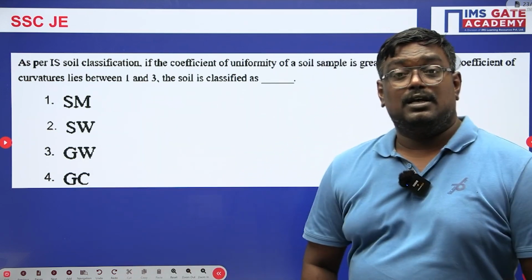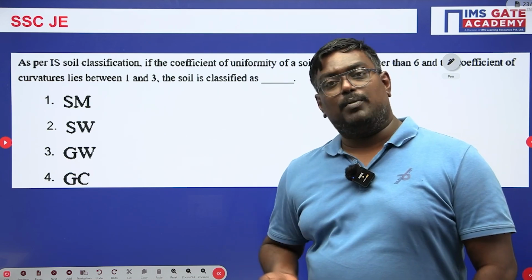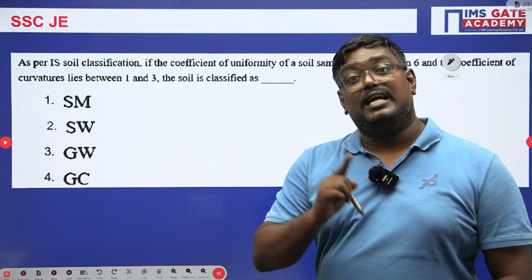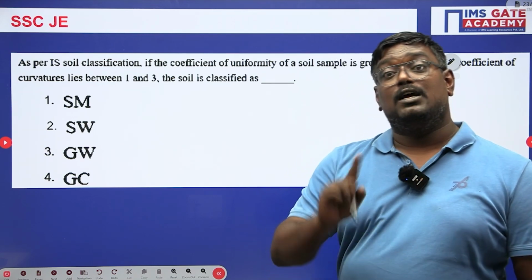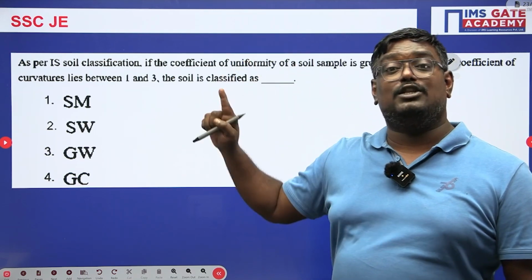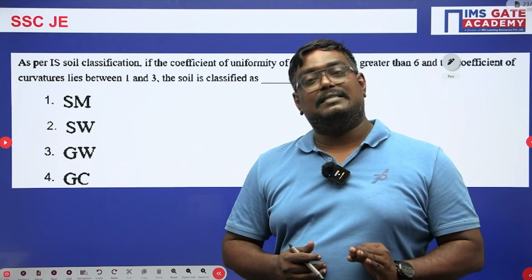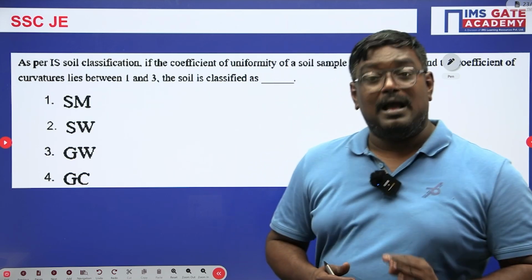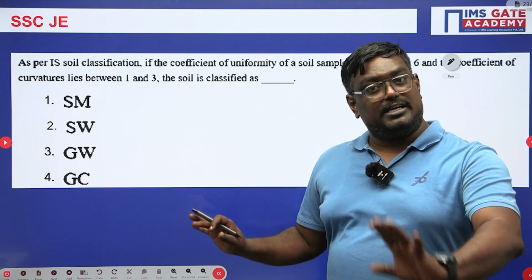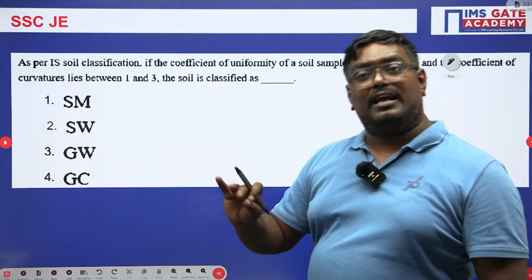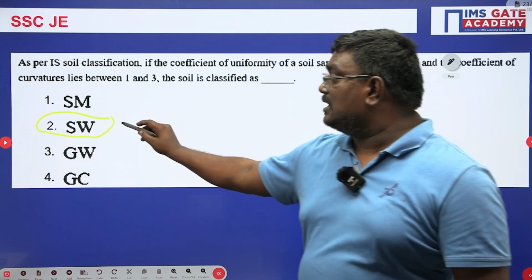Actually, my dear students, when coefficient of curvature lies between 1 and 3, then it is said to be well graded. If Cu is greater than 6, then we call it well graded sand. If Cu is greater than 4, then we call it well graded gravel. So here it is greater than 6, and Cc is between 1 and 3. Usually sand is represented by S, clay by C, silt by M, and organic soils by O. Here well graded soil is represented by W. So the answer here is well graded sand. So SW is the right answer. So you can say option 2 is the right answer.